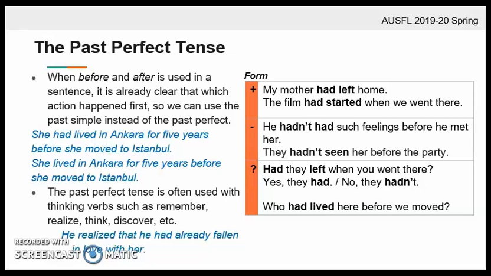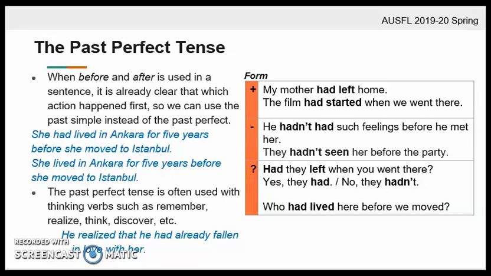The past perfect tense is also used with thinking verbs such as remember, realize, think, discover, etc. He realized that he had already fallen in love with her, and from this sentence we understand that he fell in love with the girl before and then he realized it.